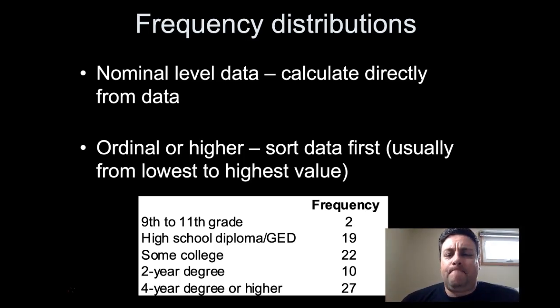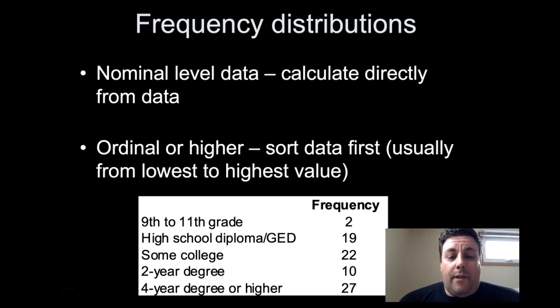The way we do this, typically for nominal level data, we just calculate it directly from the data. You count up all the different variables. I usually make a table. You can do it by hand. You can do it in Excel. Make a table just like the one you see on the screen here, and just fill it in. When you get into ordinal data or higher, it's easiest usually to sort the data. I will show you how to do that in another lecture, and then just simply count it up, right?